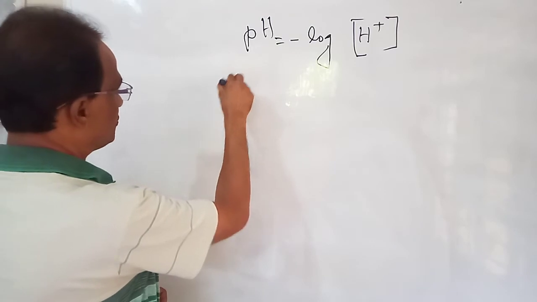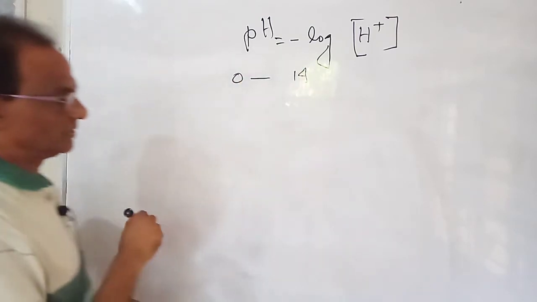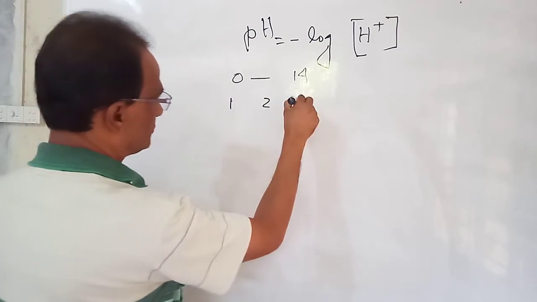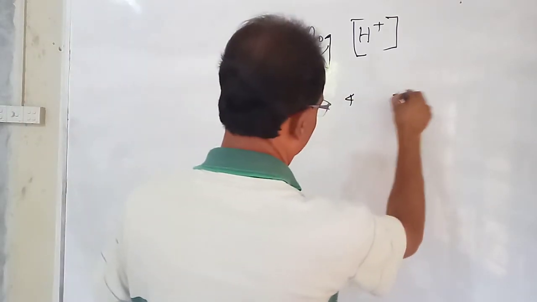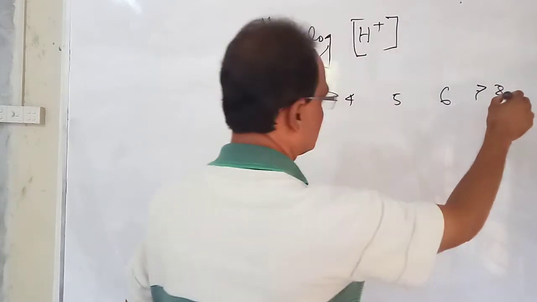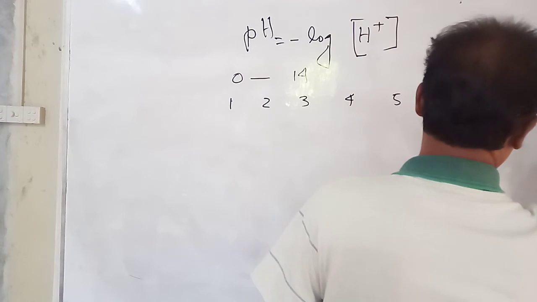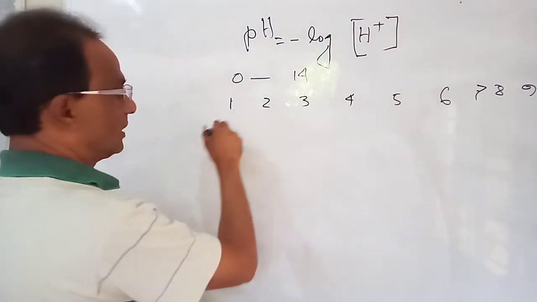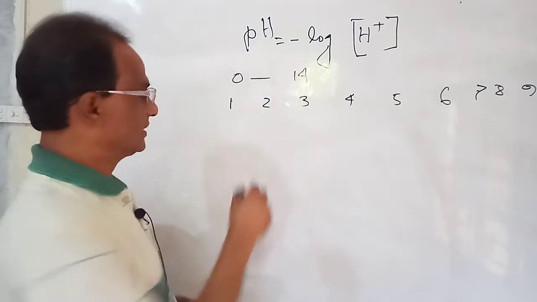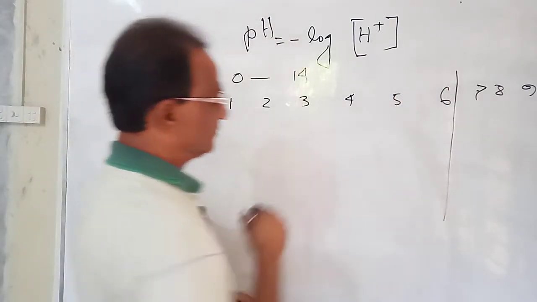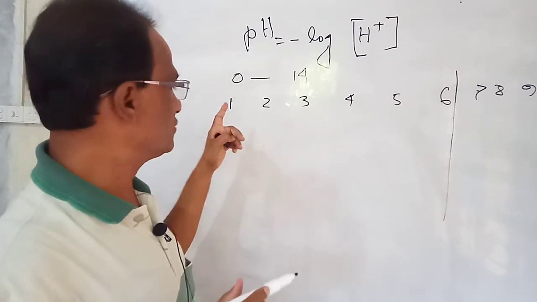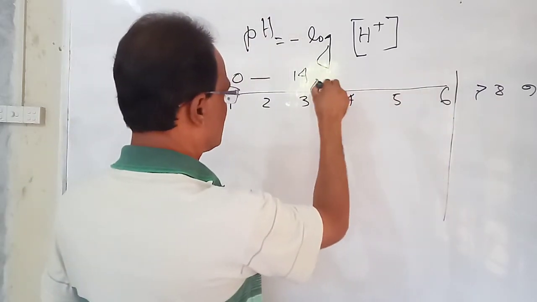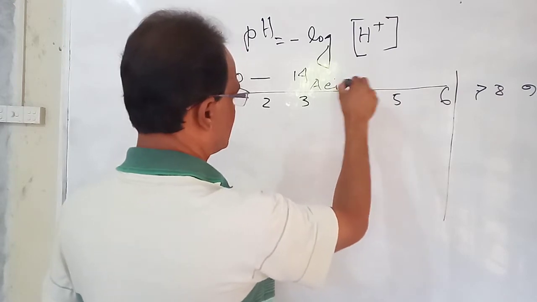What is the range of the pH? pH 0 to 14. If we write down 1, 2, 3, 4, 5, 6, 7, 8, 9, 10, 11, 12, 13, 14. The range of pH is 0 to 14. That is, if the magnitude of pH is 1 to 6, this is acidic. This is acidicity.